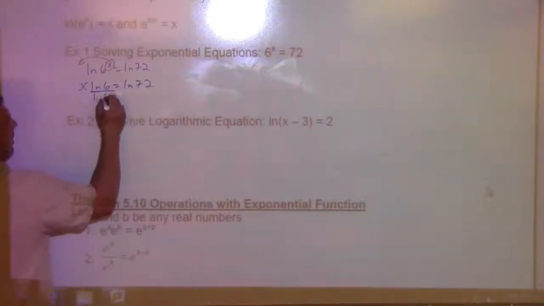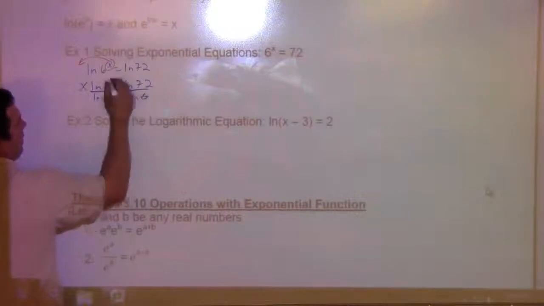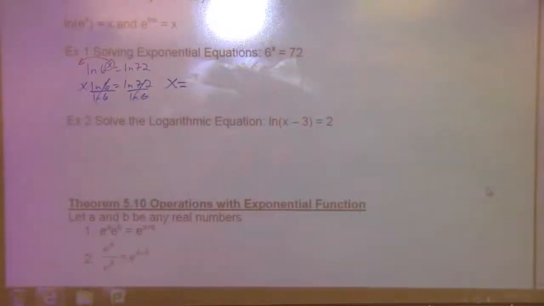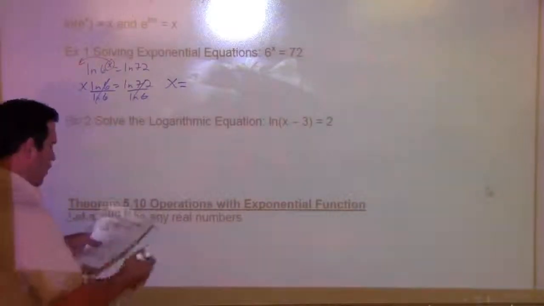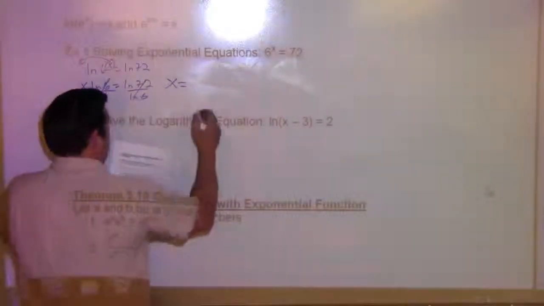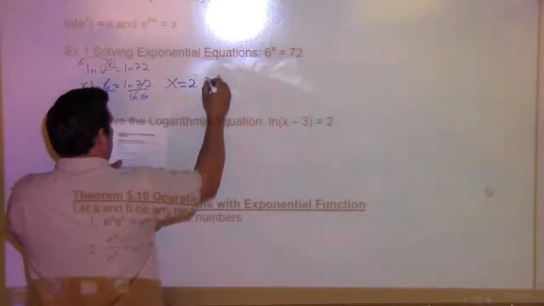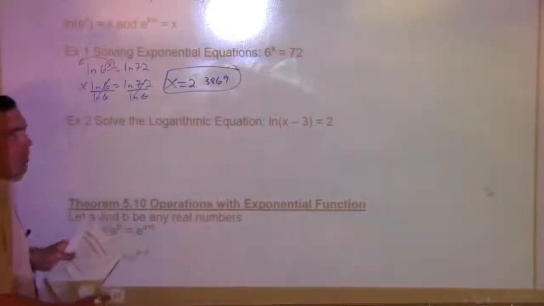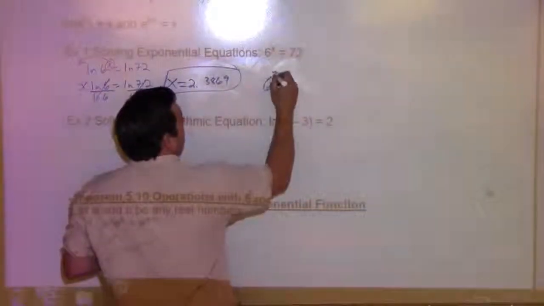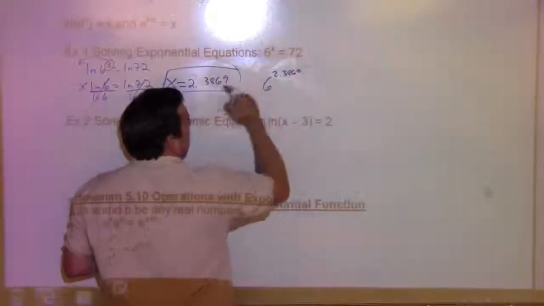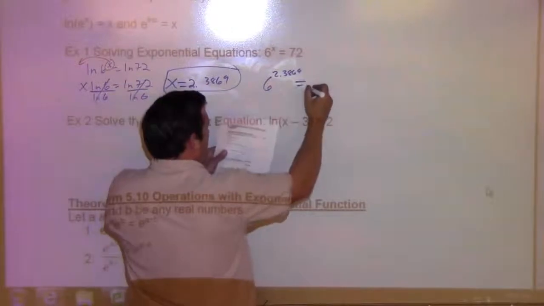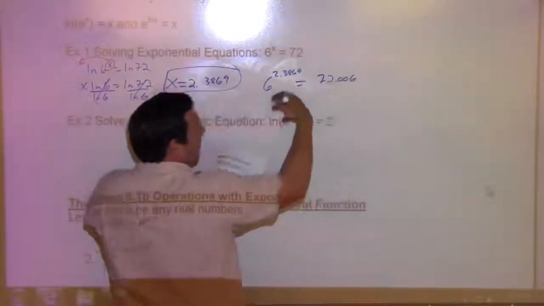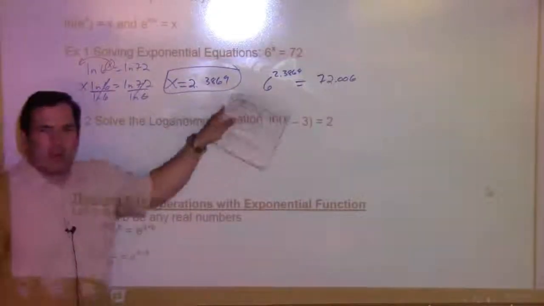Dividing both sides by the natural log of 6, x would equal 2.3869. If you check that in your calculator, if you do 6 to the 2.3869, this is just rounding off to 4 places, you would end up with 72.006. So it's close. I mean, there's some round-off error in there.